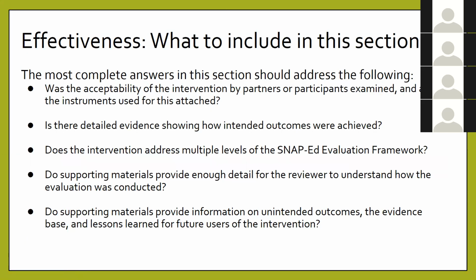So the effectiveness section of the intervention submission form is the most extensive in terms of questions and content to share about your intervention. So it's going to be important here to include enough detail to help the reviewer understand things like how the acceptability of your intervention was examined, how intended outcomes were achieved, and how the evaluation was conducted. So including relevant attachments that support these pieces is strongly recommended. You'll essentially want to give the reviewers all the evidence needed for them to look at the impact of your intervention on the intended outcomes.